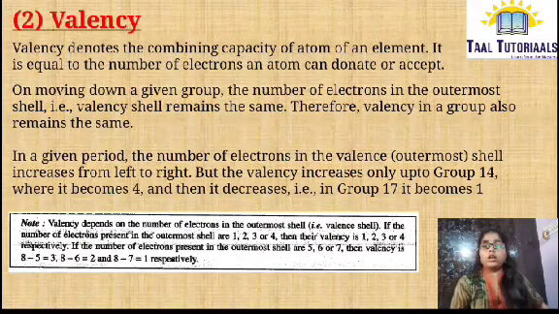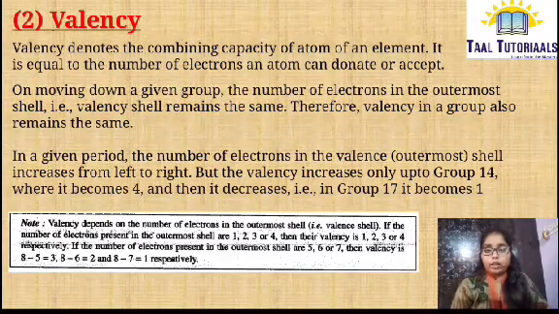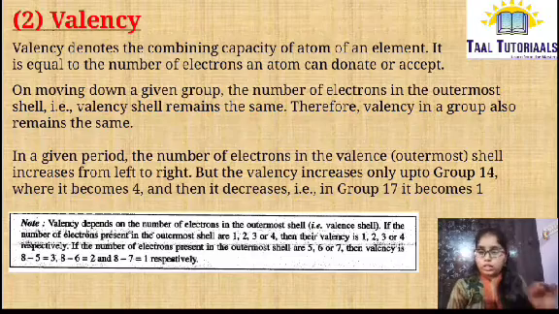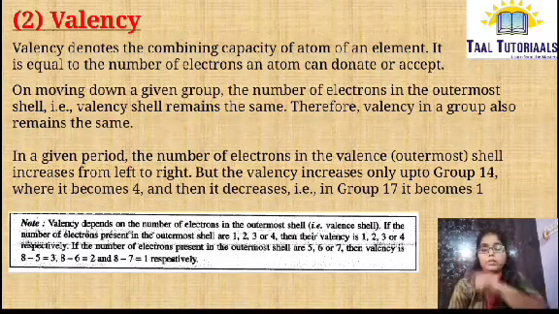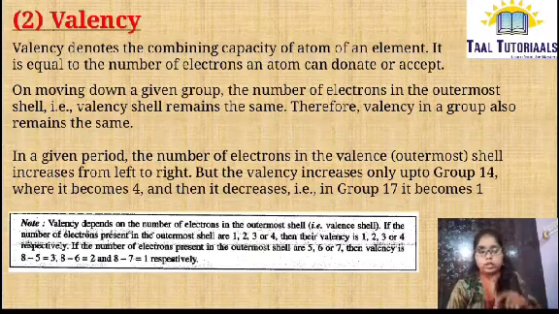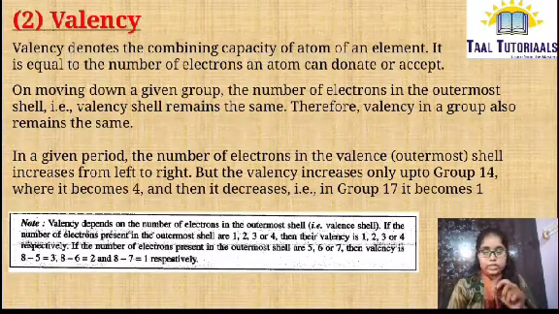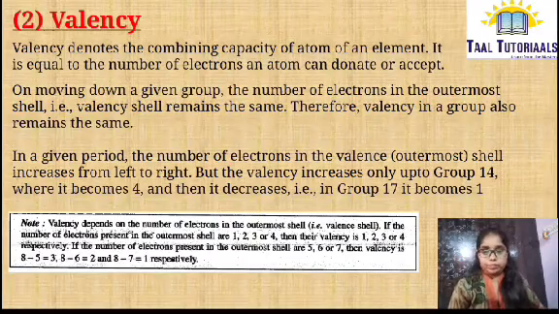Okay, there is a note here. Valency depends on the number of electrons in the outermost shell. If the number of electrons present in the outermost shell is 1, 2, 3 or 4, their valency will also be 1, 2, 3, 4 respectively. If the number of electrons present in the outermost shell is 5, 6 or 7, then for the valency we have to subtract that number from 8. Like if it has 5, we subtract it from 8. 8 minus 5 is 3. If it is 6, 8 minus 6 is 2, and 8 minus 7 is 1, respectively.